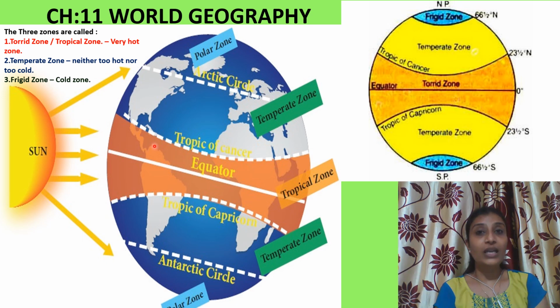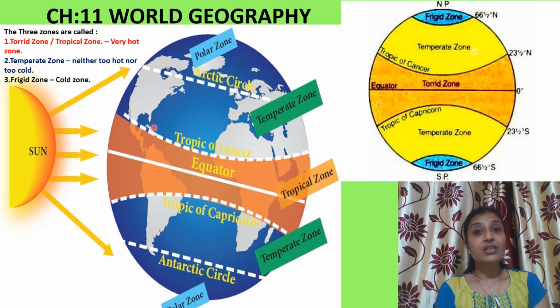Now from the equator to the Tropic of Cancer and from the equator to the Tropic of Capricorn, the area occupied is less. The places which lie in this area are the hottest. This area is called the torrid zone or the tropical zone.